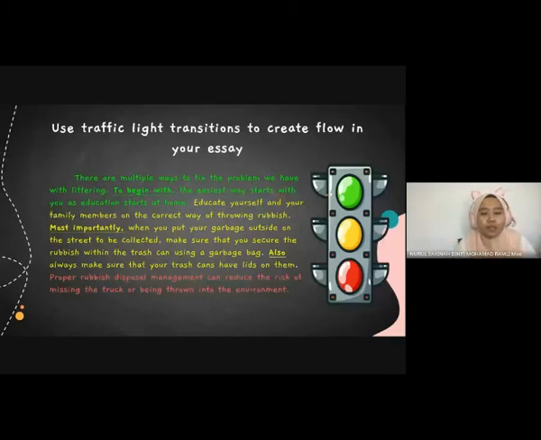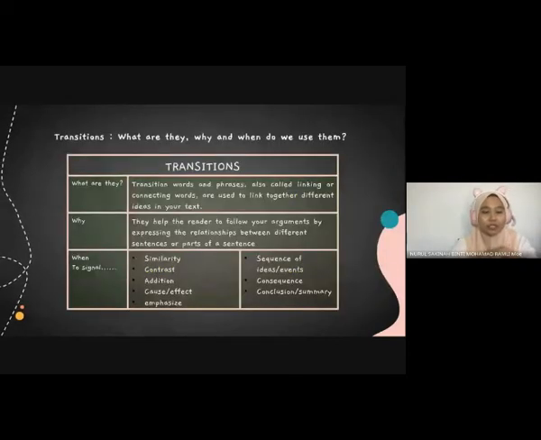Proper rubbish disposal management can reduce the risk of missing the truck or being thrown into the environment. So tadi you dah bagi ways. You can close your paragraph by relating what is the effect of doing that. Tu pun one way to make a conclusion in your paragraph, right? So that there is a flow lah, cantik flow your paragraph tu cantik jadinya. Okay, right? So this is transitions. This is an explanation of transitions. So you should know that transitions help you to organize your thoughts. Okay?